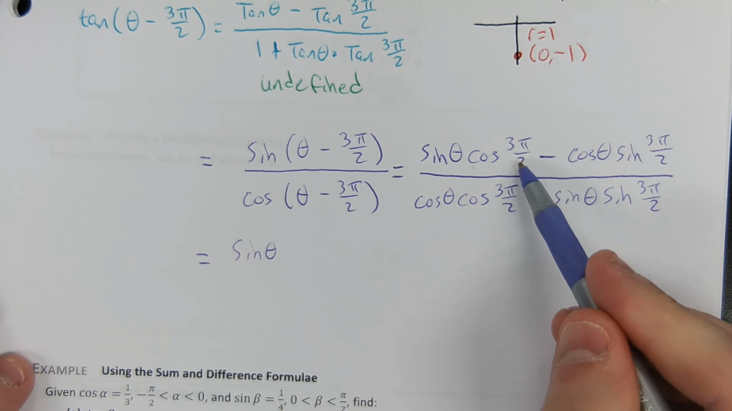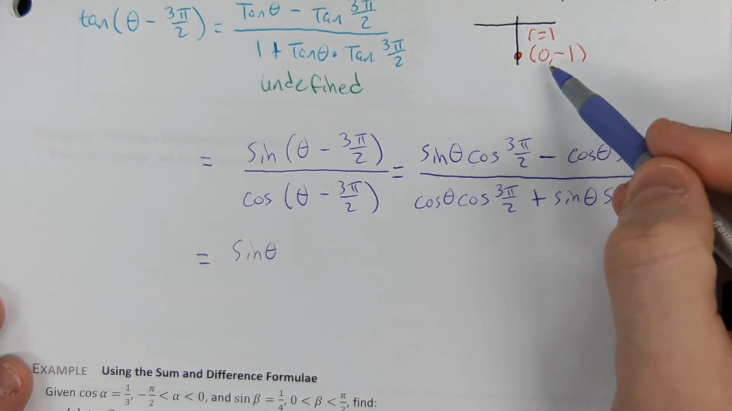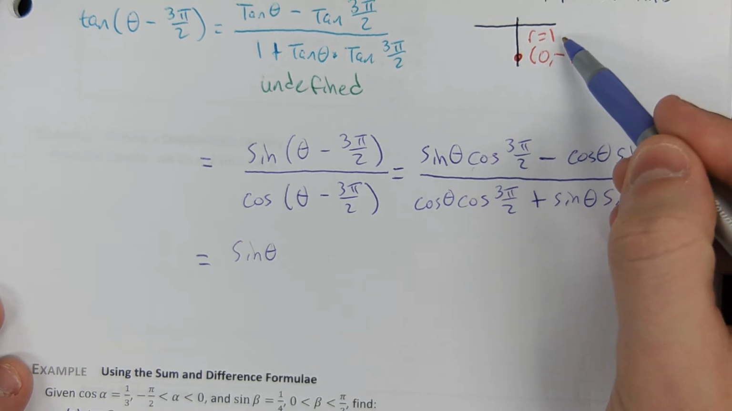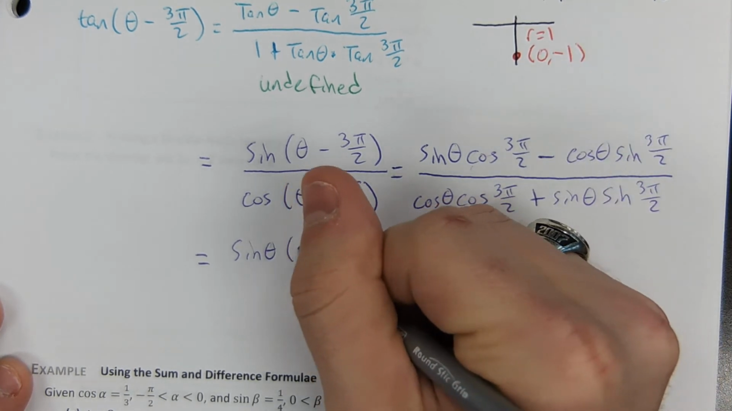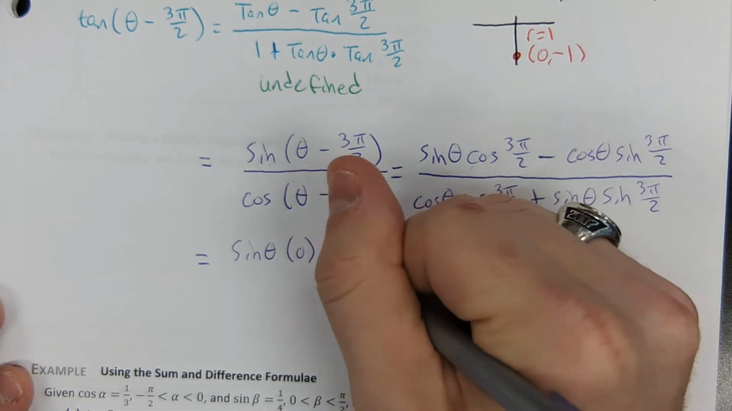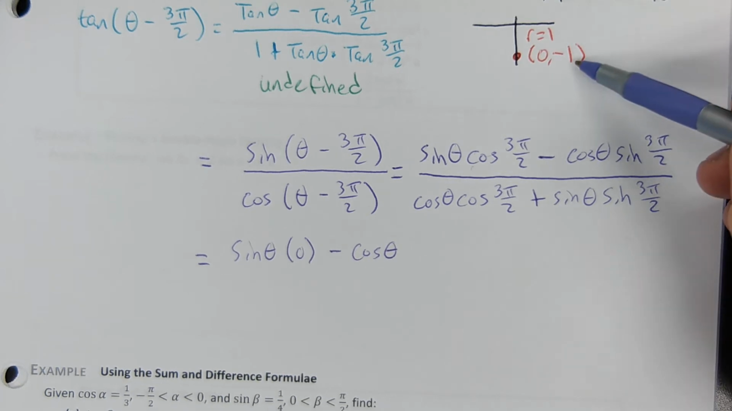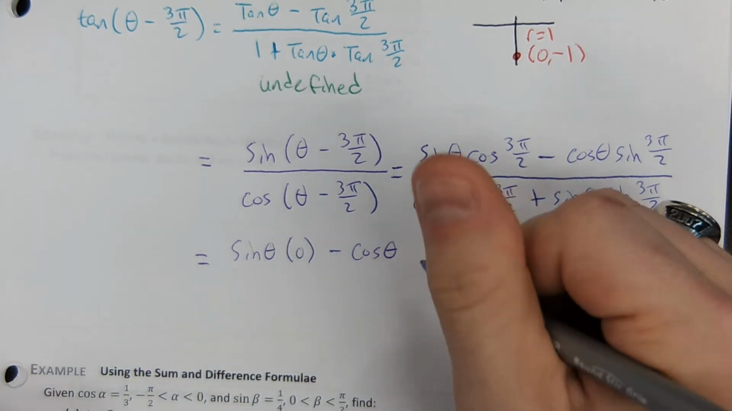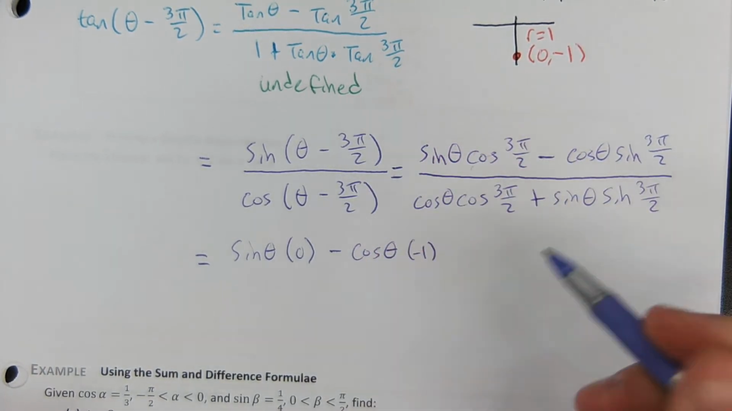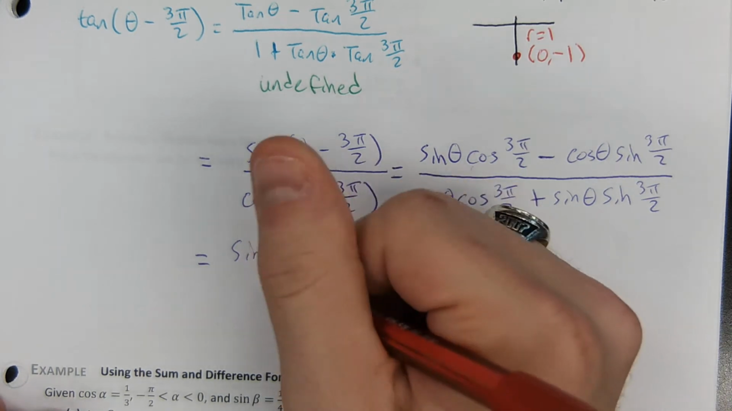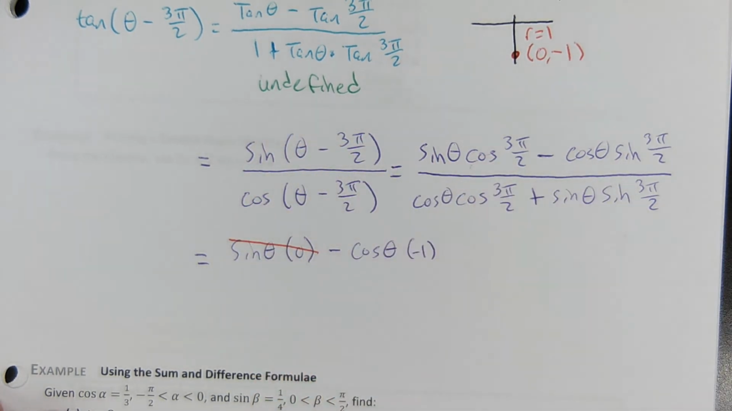Now, cosine of 3 pi over 2. Cosine is x over r. That's just 0. Minus cosine theta. Sine of 3 pi over 2. Well, sine is y over r. So that's negative 1. All right, so the top is just going to be positive cosine theta because 0 times sine theta is nothing.